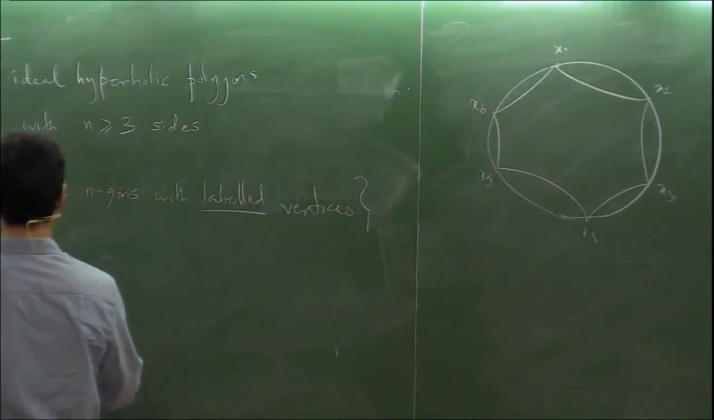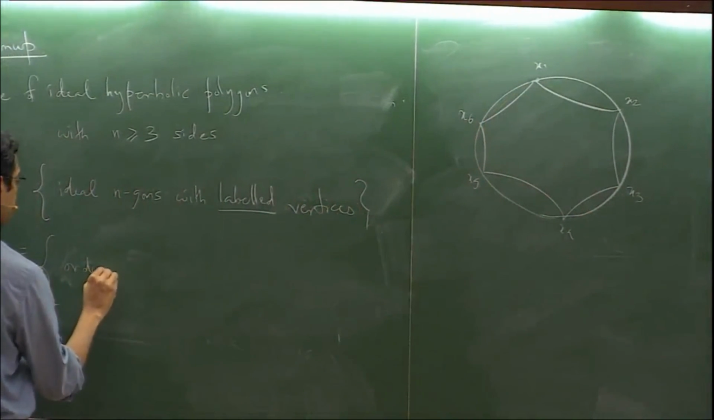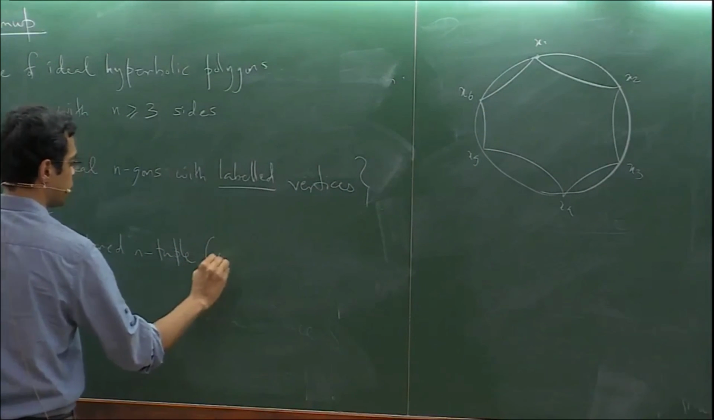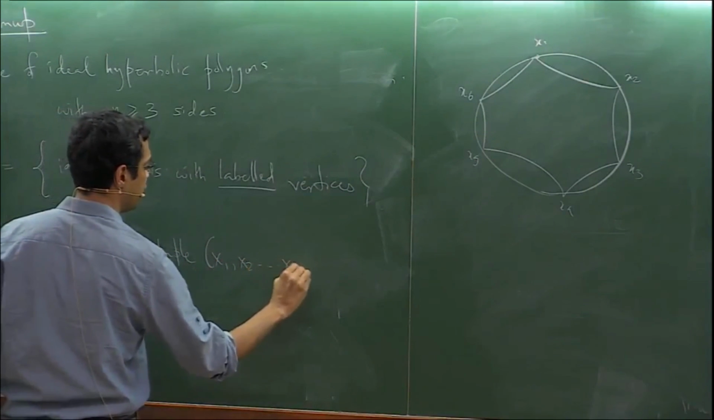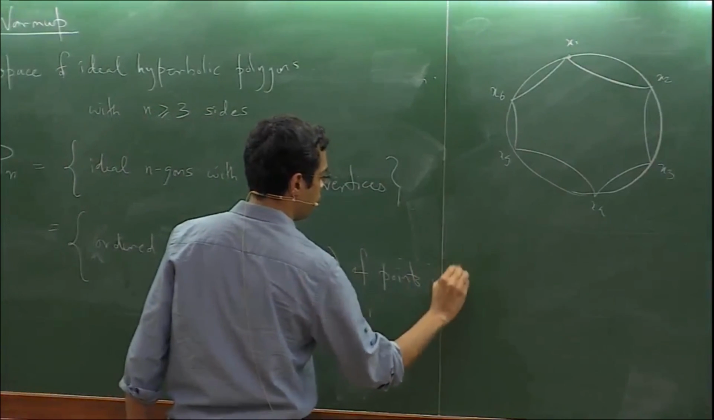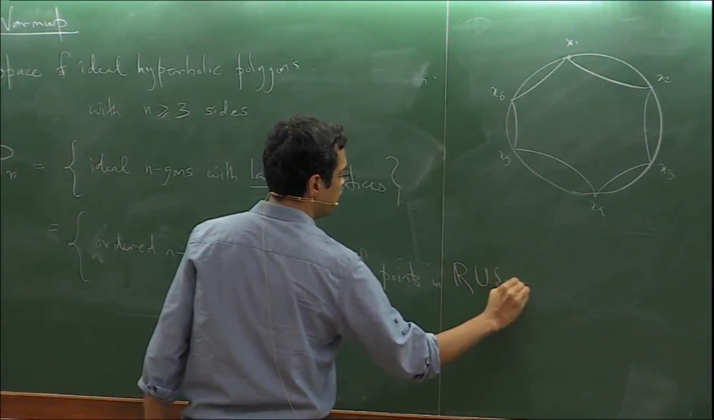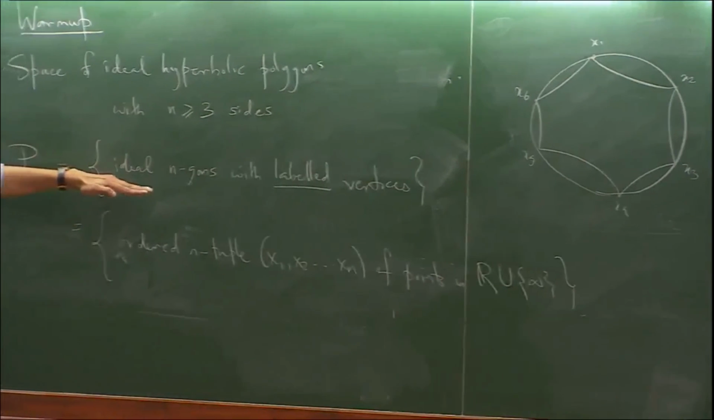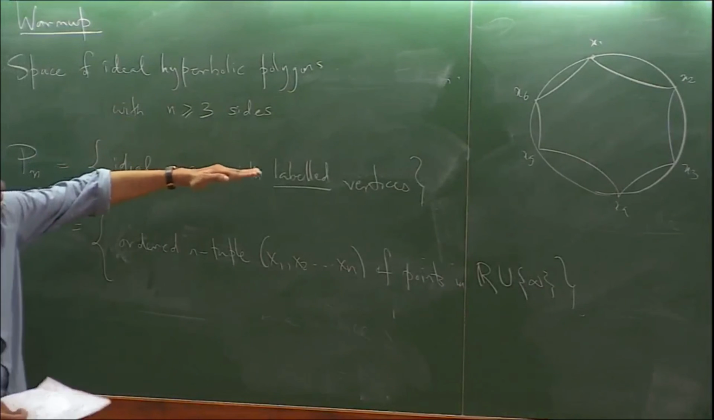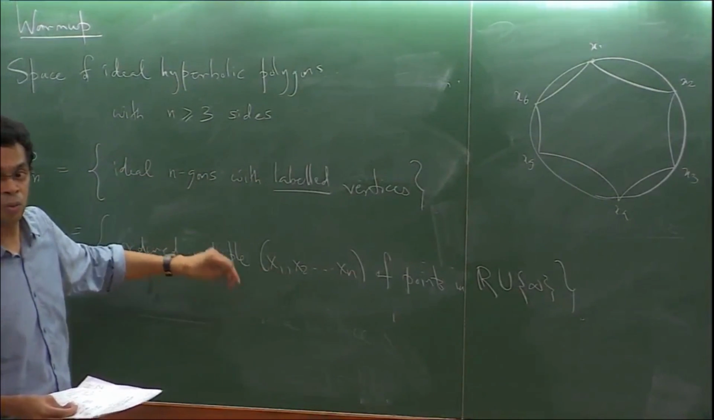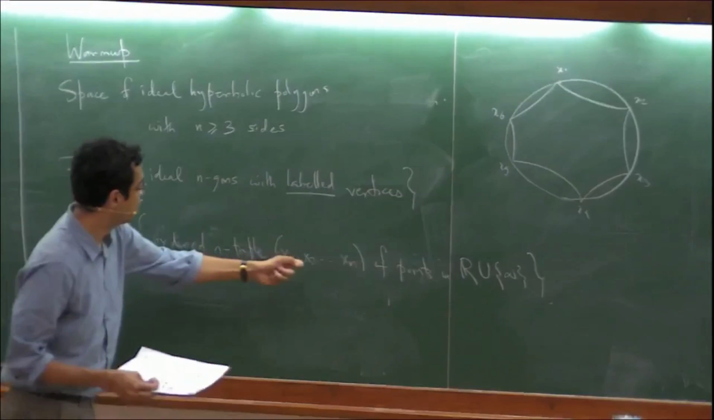Okay, so it's an ordered n-tuple x1, x2 to xn of points in R union infinity. Okay, that's what an ideal polygon with n vertices is. Is this clear? So this is what specifies an ideal polygon.